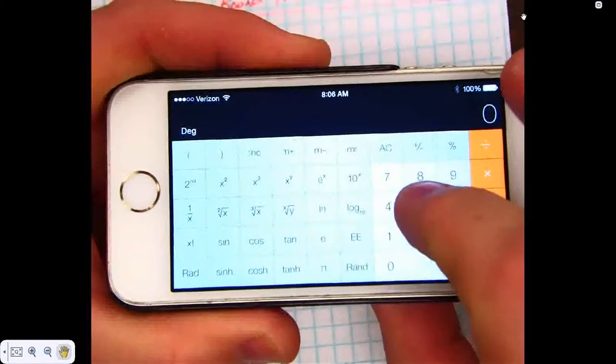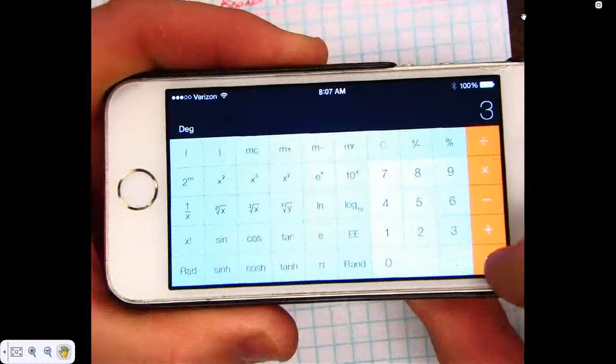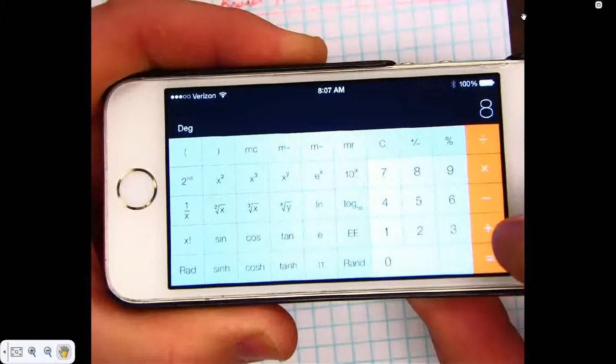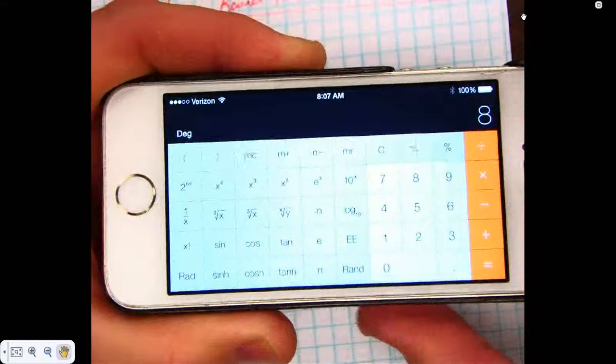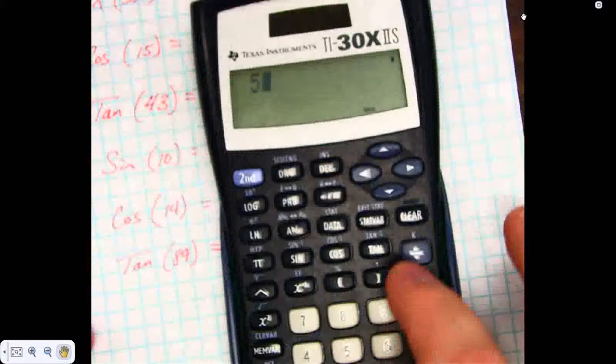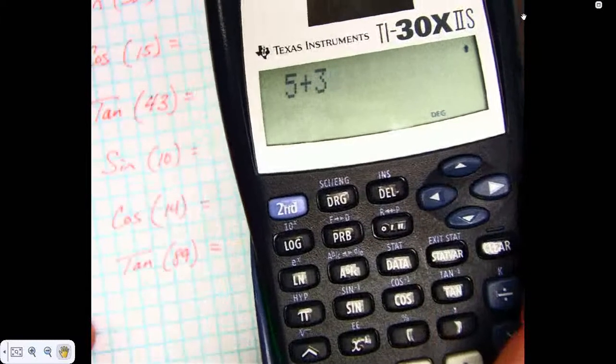Watch what happens when I press 5 plus 3. You see how it only shows one thing at a time? And then you press equal. Then there are calculators like this that, when you do 5 plus 3, show you 5 plus 3, right? You see the difference I'm talking about?